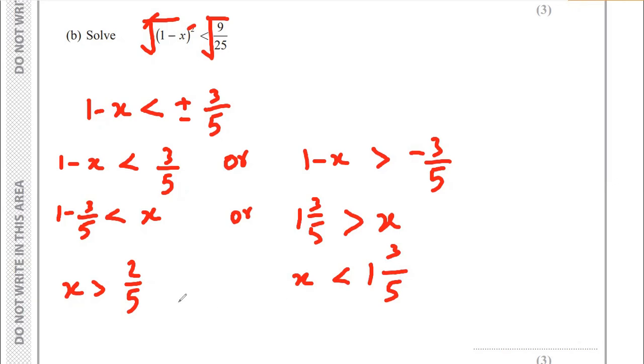And both of these inequalities can be combined, and our final answer will be x is greater than 2/5. So 2/5 can be written on this end, and x is greater than this, but x is less than 1 3/5.